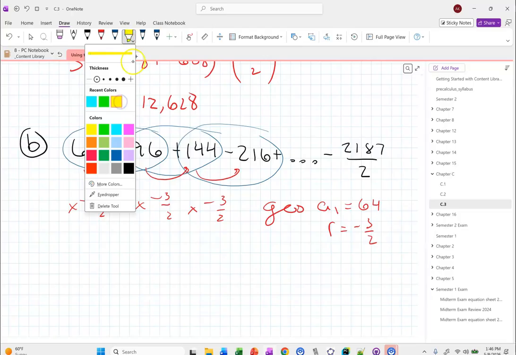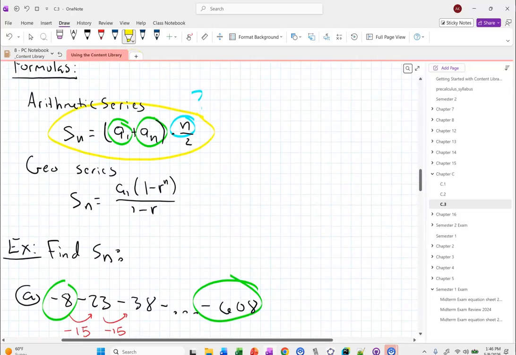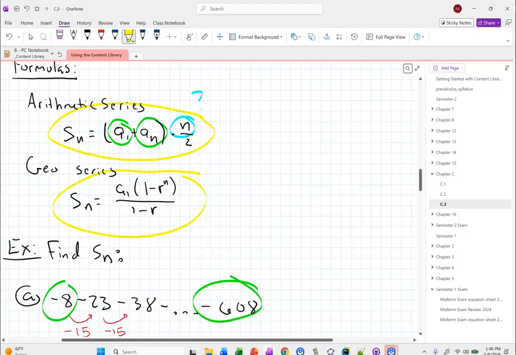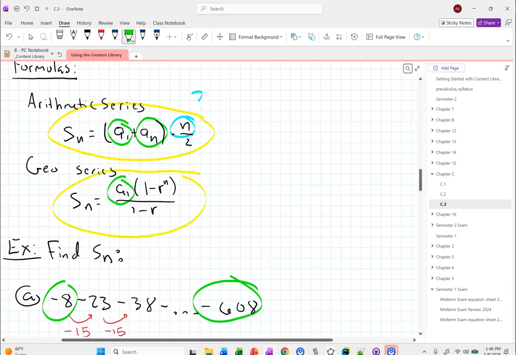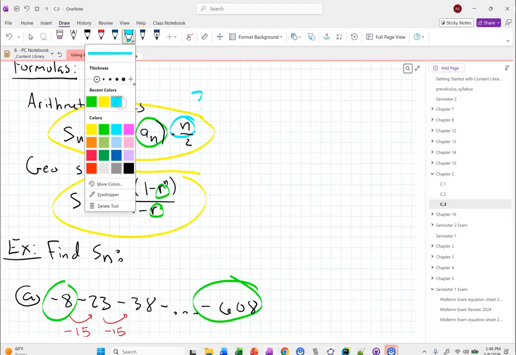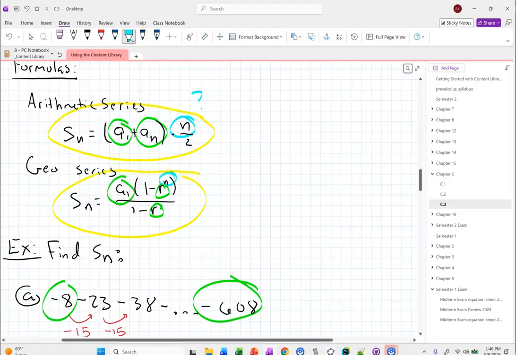All right, so if I want that sum, I'm going to be using this formula, right? Because it's geometric. I have the first term. I have r. What I don't have, though, is n. What am I going to do? Same thing we just did. I'm going to write the explicit formula, plug the last term in, and solve for n.